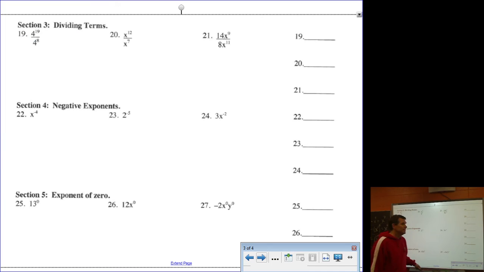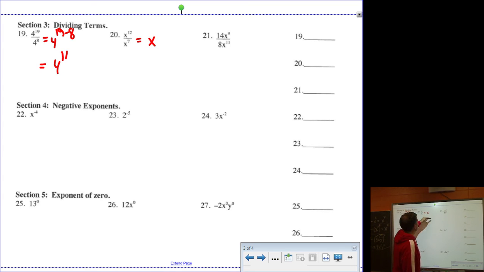Dividing terms. All right, when I divide, of course, I can just subtract the exponent. 4 to the 19 minus 8, which would be 4 to the 11th power. Or I could think about crossing them out, right? 19 on top, 8 on the bottom, cross them out, there'd be 11 left over on top. Here I've got x to the 12 minus 7, which would be x to the 5th.